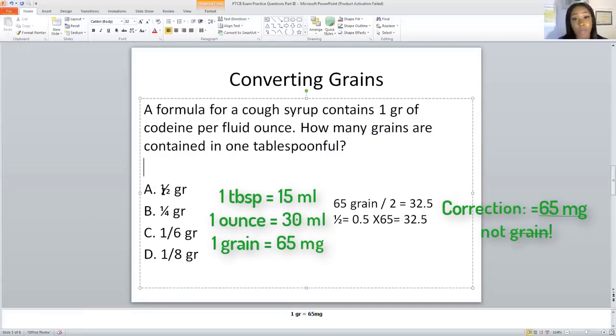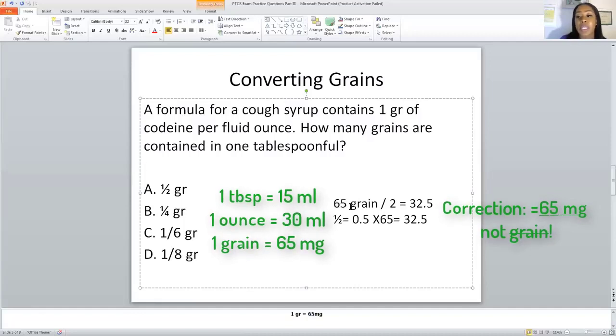Now you can start with whatever fraction you want to start with, but I started with the first one and I said, okay, one half. I have to turn it into a decimal. So one half comes out to be 0.5, right? Then I need to multiply that by 65 because that's my original number and I get 32.5. And that was actually my answer, okay?